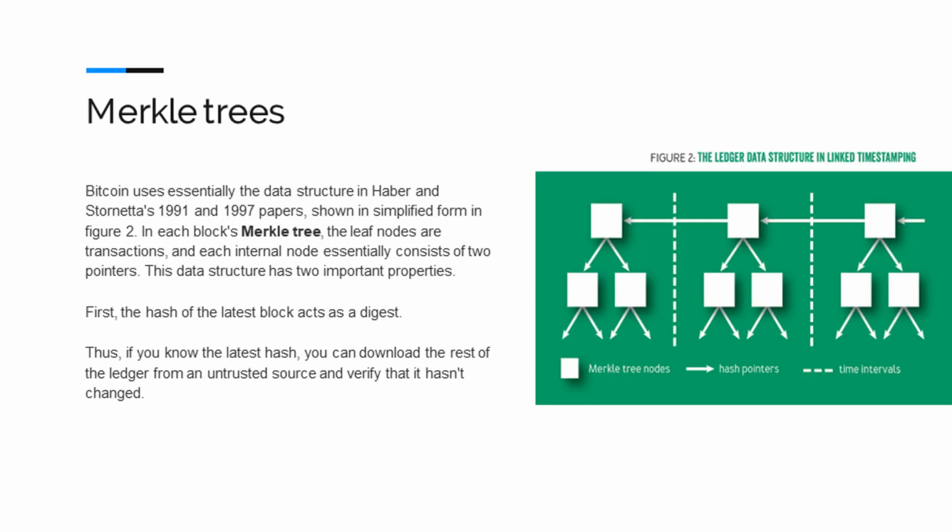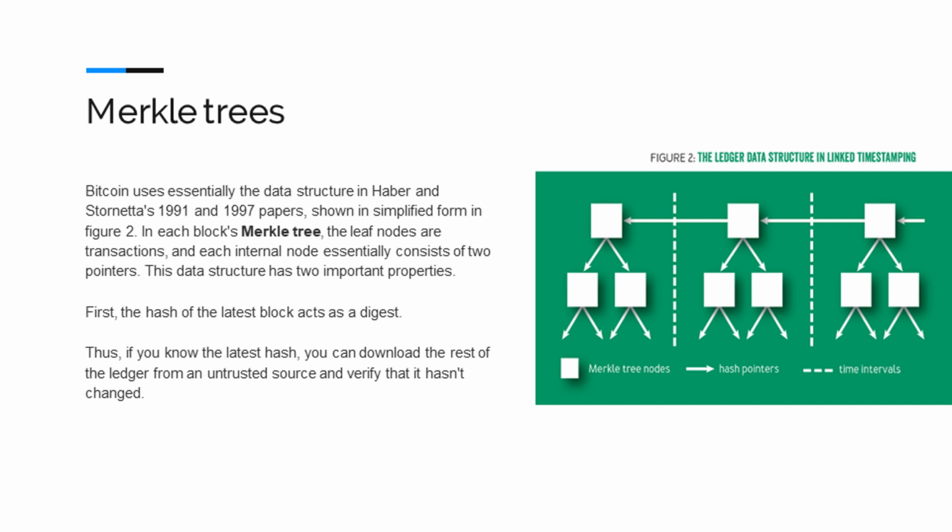Bitcoin essentially uses the data structure in Haber and Stornetta's 1991 and 1997 papers, shown in simplified form in Figure 2. Of course, in Bitcoin, transactions take the place of documents. In each block's Merkle tree, the leaf nodes are transactions, and each internal node essentially consists of 2 pointers. This data structure has 2 important properties.